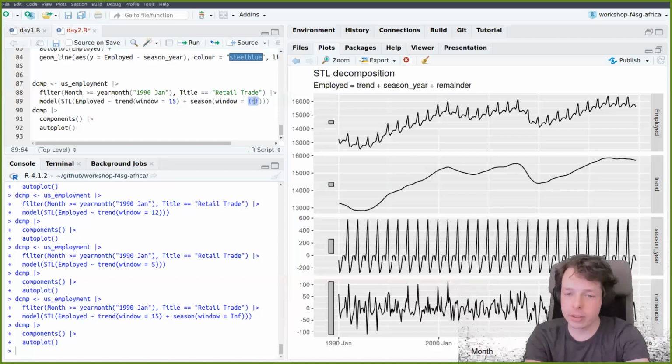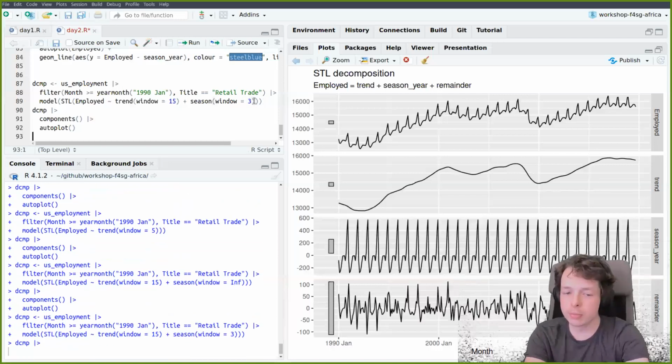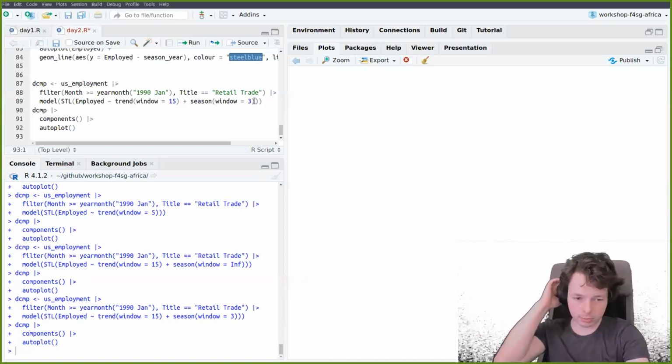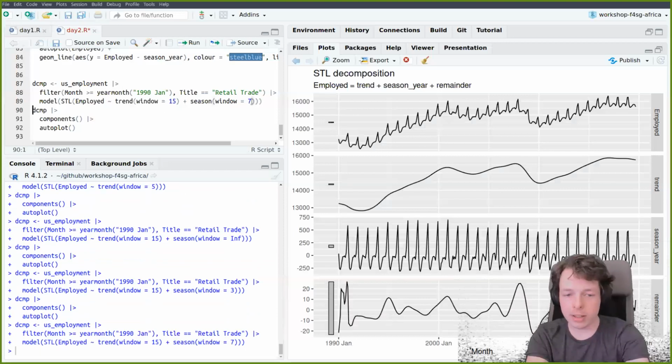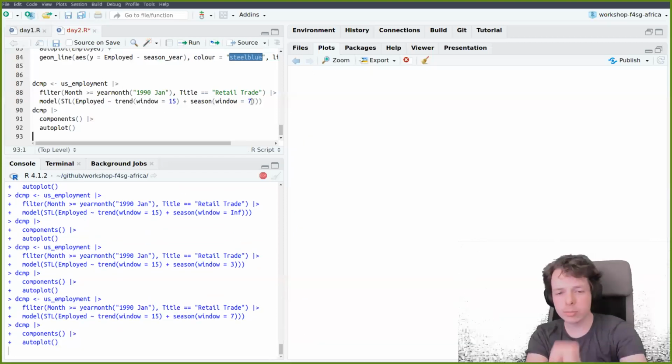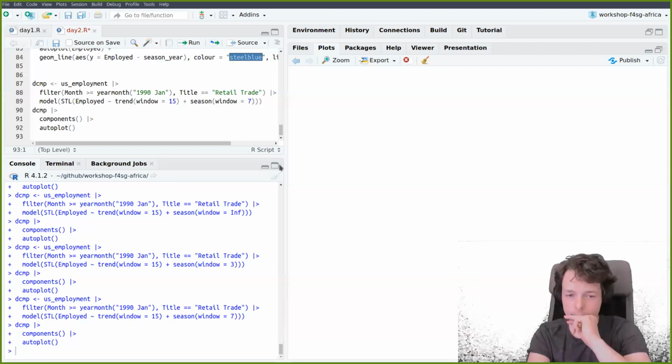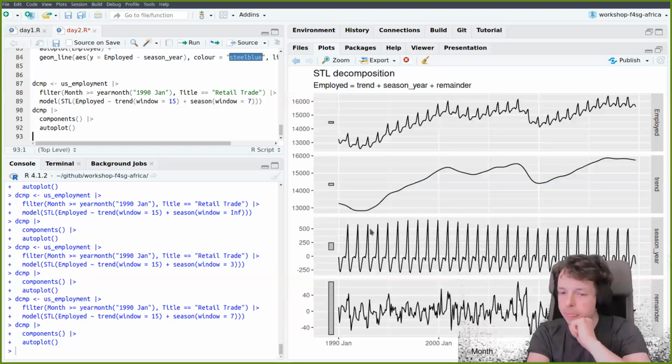Again, if I set a very small window, maybe 3 years, you can see the seasonality is allowed to change very quickly, but the remainder doesn't look very random anymore. So I've got too much flexibility in my seasonal component. The sweet spot for this might be 7 years. Let's try 7. There we go. It's allowed to change quite quickly, matching the patterns that we see in the data, and the randomness looks random. The remainder component is random.